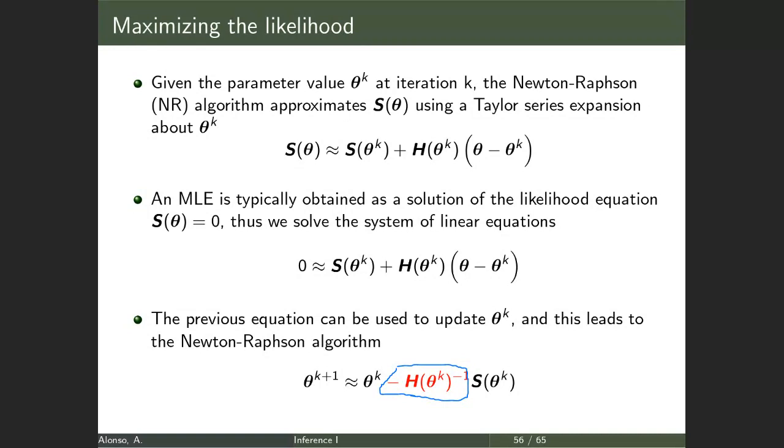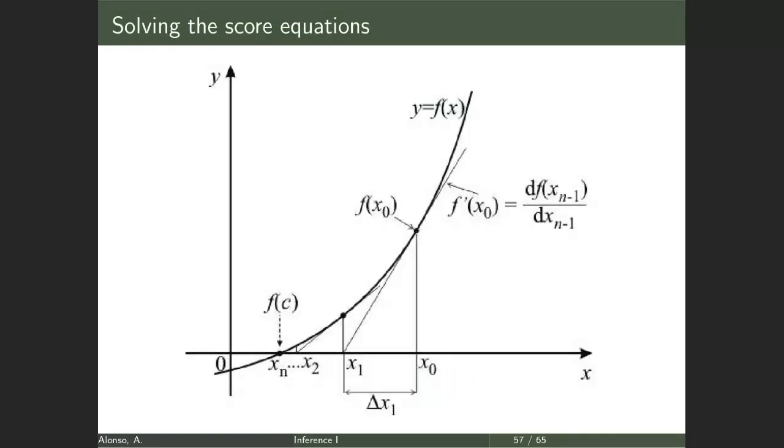This is called the Newton-Raphson algorithm. It's an algorithm that we use to solve the score equations. Essentially, you approximate the score equations with a linear equation and solve the linear equation. Here you have a representation of what we are doing. Suppose that you're trying to find the point where this function f of x crosses the x-axis, so you're trying to find a zero of that function. We call that the root of the function. The root of the score equations is the value of theta that makes the score equations equal to 0.